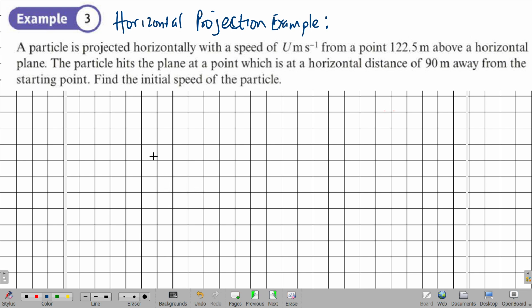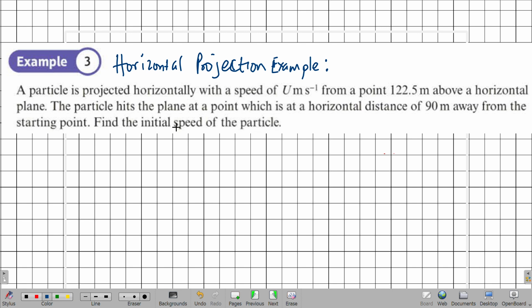Hello, I'm going to work an example of a horizontal projection. So we have a question here that says a particle is projected horizontally with a speed of u. So that's an unknown, from a point 122.5 meters above horizontal plane. The particle hits the plane at a point which is at a horizontal distance of 90 meters away from the starting point. So calculate the initial speed, which is u.